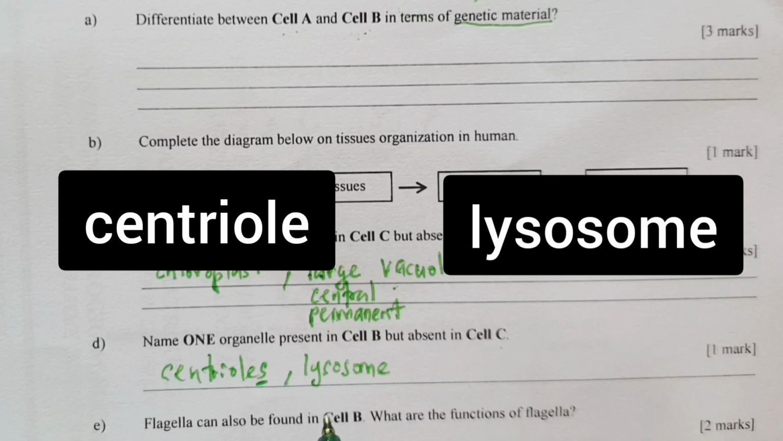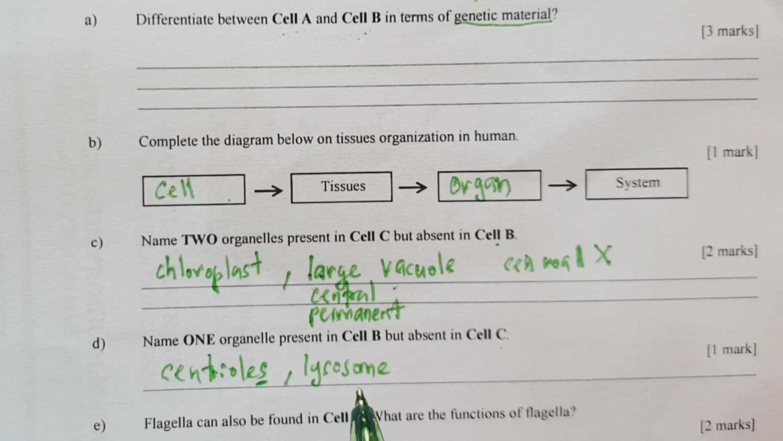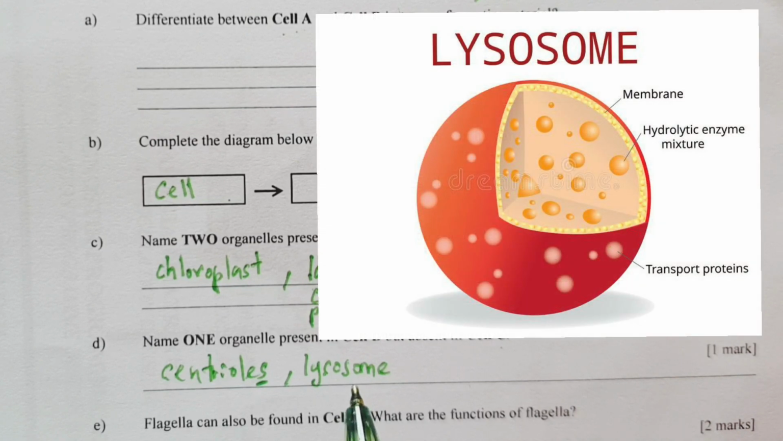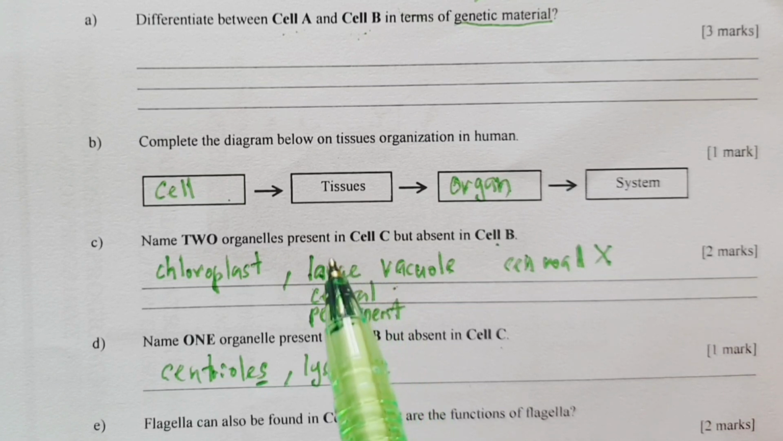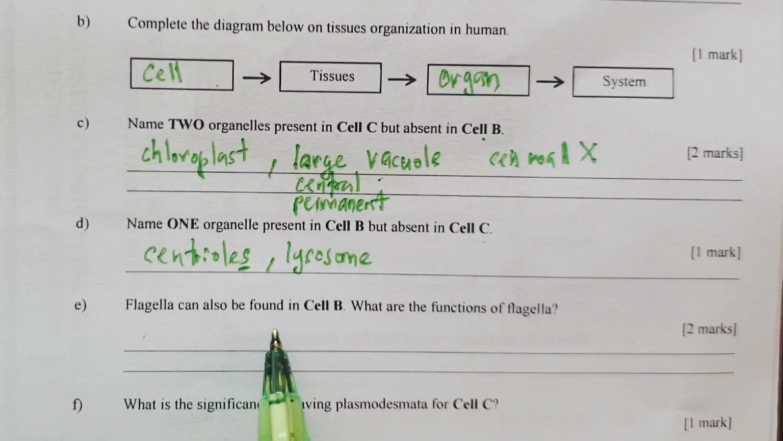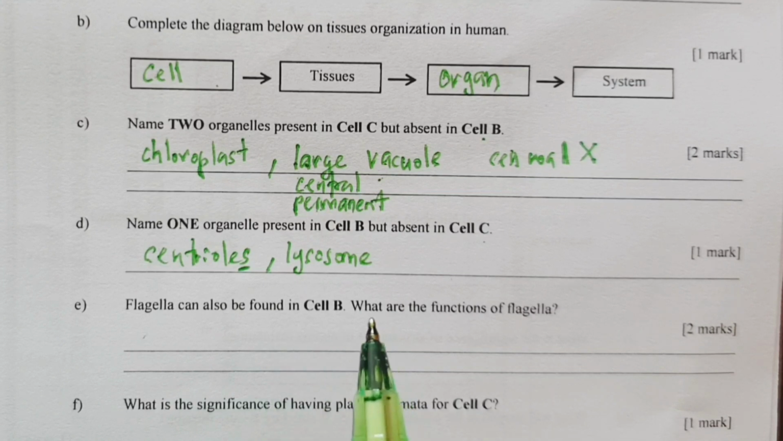Lysosome pun absent di dalam plant cell. Tapi present di dalam animal cell. Ingat, lysosome adalah a vesicle that contain digestive enzyme to break down waste product ataupun to break down materials inside animal cell. Kalau plant cell, lysosome tak ada sebab plant cell ada satu struktur lain yang buat function yang sama macam lysosome, iaitu large vacuole tadi.